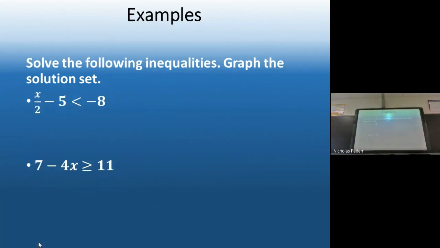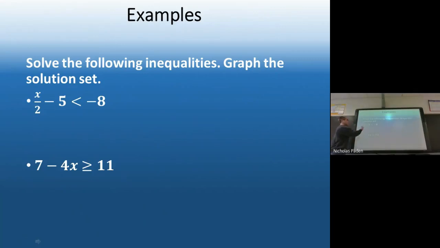So we've got x over 2 minus 5 is less than negative 8. So you see this over 2. If I started by getting rid of this 2 and multiplied both sides by 2, that is almost always going to get me the wrong answer. Okay, so you've got it because it's very particular in the order that you go in. So this is why I say to make sure you add or subtract first.